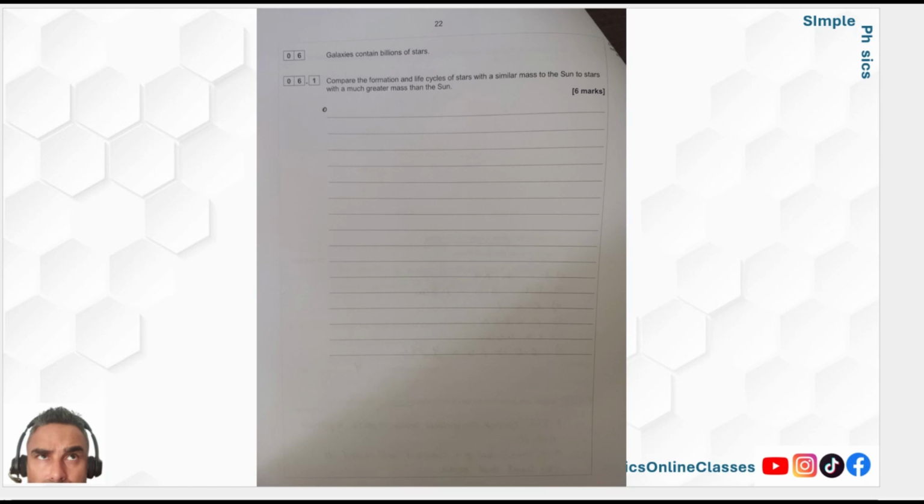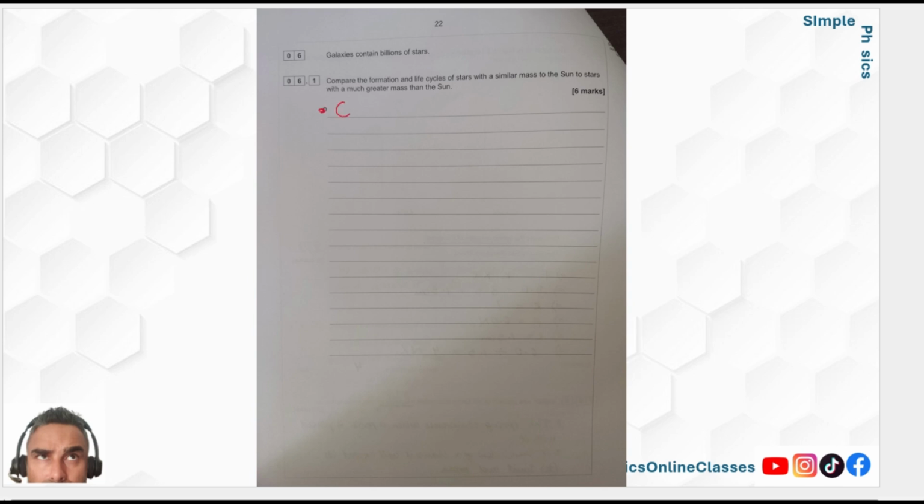So, a question about the life cycle of stars. Normally they ask you to compare the life cycle of a small star to a large star. So let's have a look. In both cases, a large star and a small star, how they start off is the same. So let's talk about that.